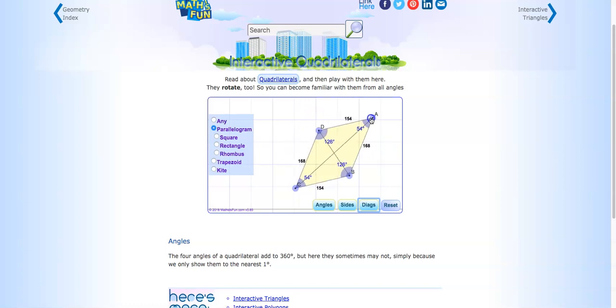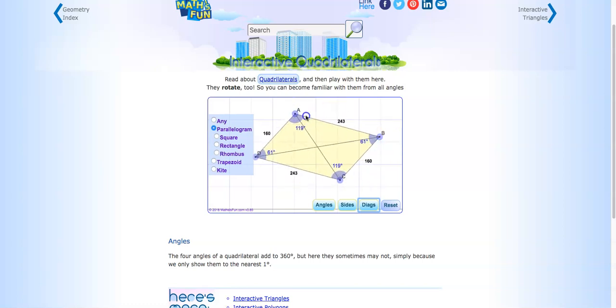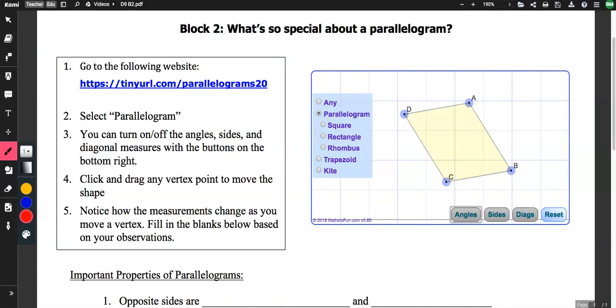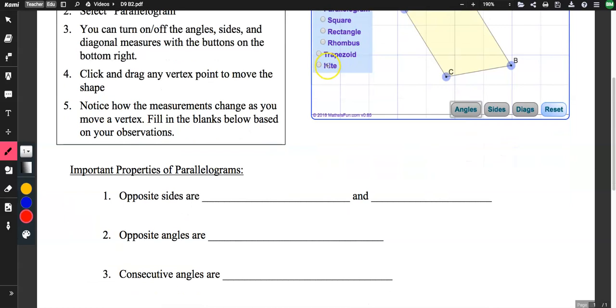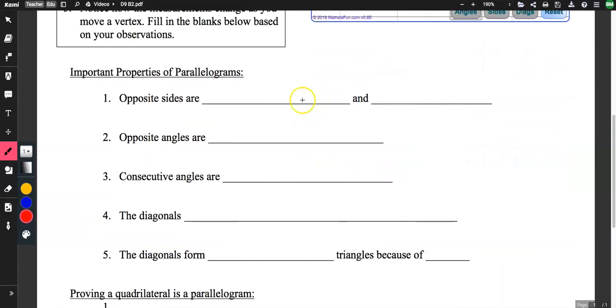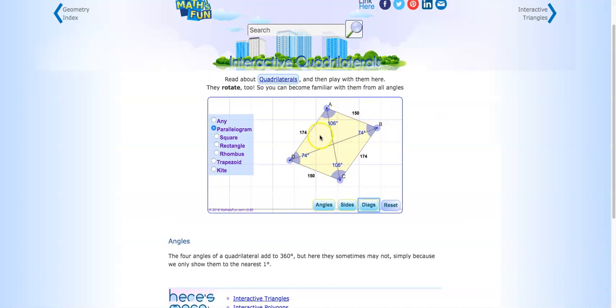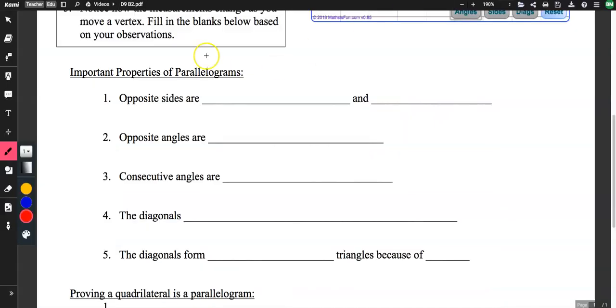So just as you drag the vertices around, you can move more than one. Drag them around. It'll always be a parallelogram, but just notice what's happening with the measurements, with the numbers. Okay, so take some time to play around with that. And then on the note sheet, I want you to see if you can fill out this first section, just the important properties. See if you can fill in the blanks here based on what you're noticing with the parallelogram on the website and specifically the measurements, and then we'll go over it together.